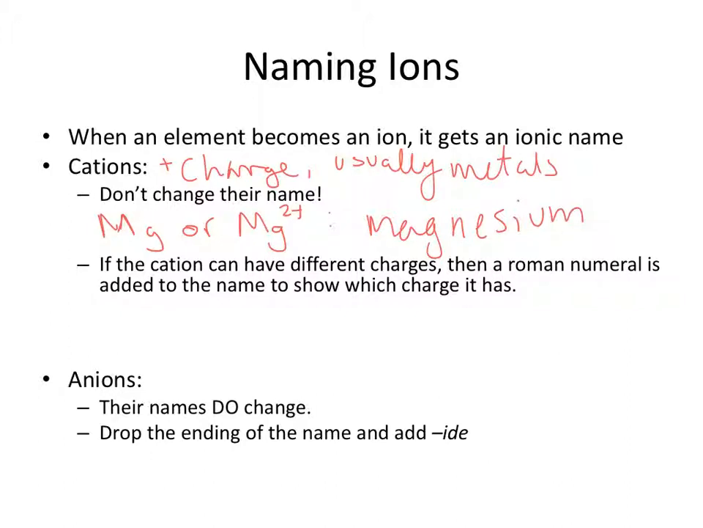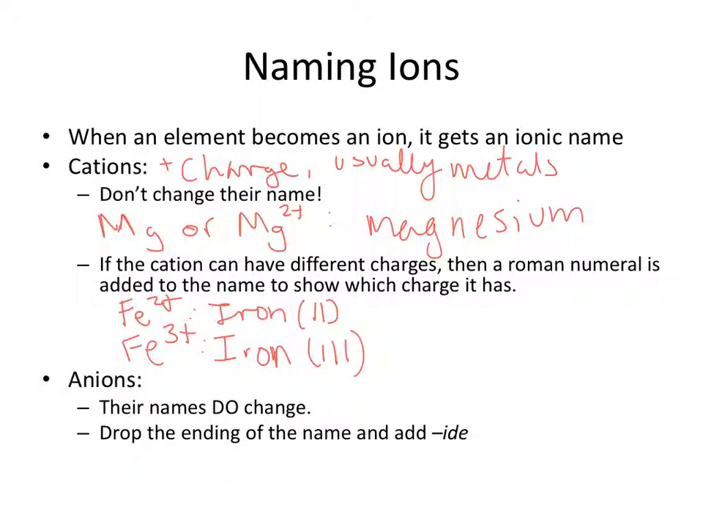If the cation can have different charges, so some of the transition metals can have different charges, like we talked about last unit, then we use a Roman numeral after the name to show it. So for example, iron 2 plus, you would show as iron 2. That way you know it's different than iron 3 plus, iron with a 3 Roman numeral, right? So that shows the difference between the ions if it can have multiple ones.